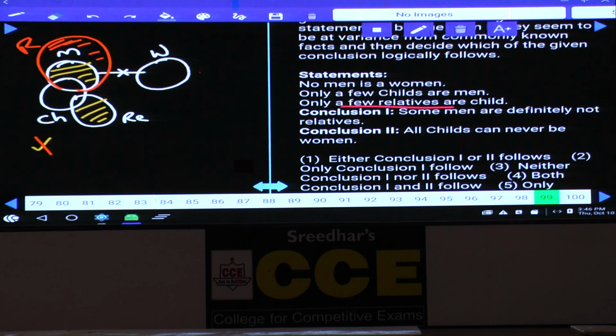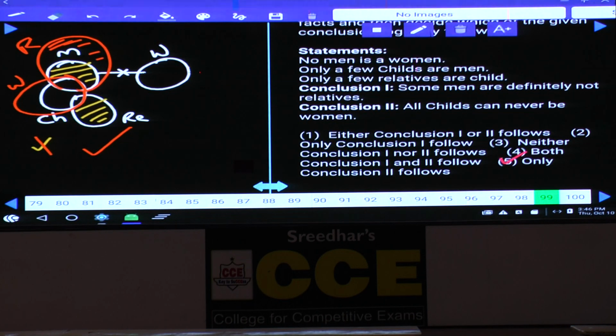Then coming to the second, all childs can never be women. Can never be means it is a possibility. Now we need to prove all child are women or not. Is it possible to write all child are women? Now to make this one, I need to write down women like this. If I draw women like this, then no woman is a man, the statement will be false. Statement invalid, hence for me it is not possible. His claim is also that it is not possible, hence his claim is correct. Hence what is your answer? Only 2 follows, and it is given with choice 5. 99, choice 5.